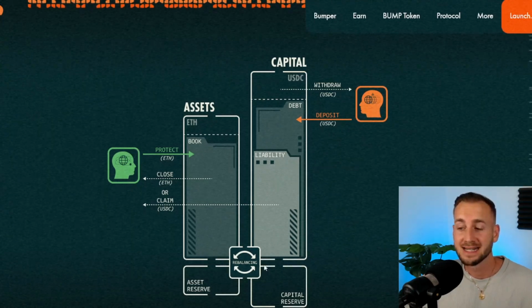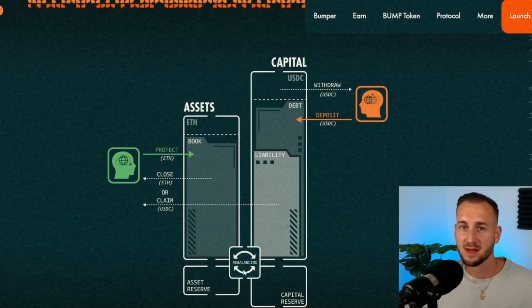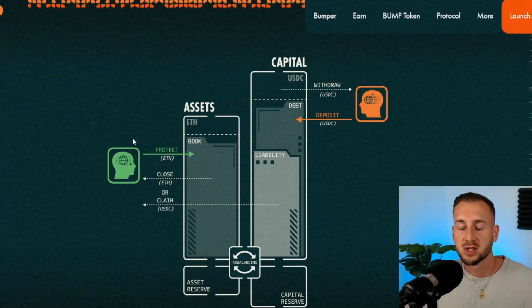You'll also recognize there is a rebalancing going on down here as well. So the protocol does actually dynamically adjust the USDC and ETH in these various pools in order to meet its needs. This is a complexity you can read more about in the docs. But let's look at the two sides of a coin.